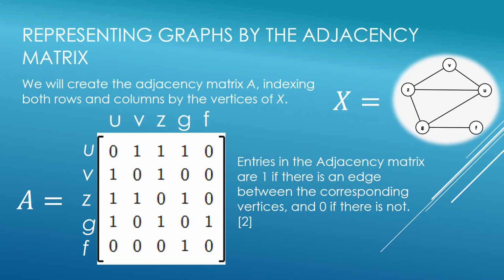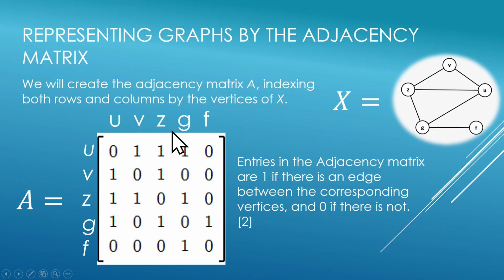Now, the point of the seminar is to look at how we represent graphs using linear algebra. We'll look first at representing graphs by the adjacency matrix. We create the adjacency matrix by indexing rows and columns by all the vertices of the graph. Here you see U, V, Z, G, and F along the rows and the columns. Every entry is a 1 if there's an edge between the corresponding vertices. So V and U has a 1.